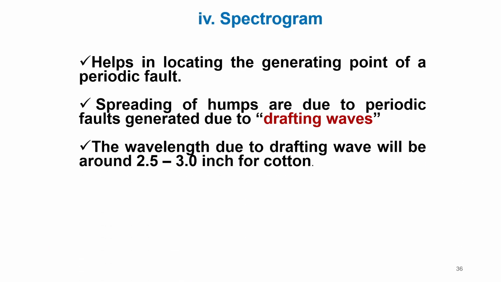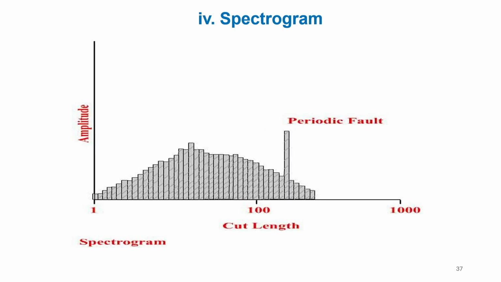The wavelength of drafting wave is 2.5 to 3 inch for cotton. Now, this is the spectrogram, and here we can see this is 1 meter, and the x axis is the cut length, and the y axis is the amplitude. So, cut length means here we are talking about the wavelength.